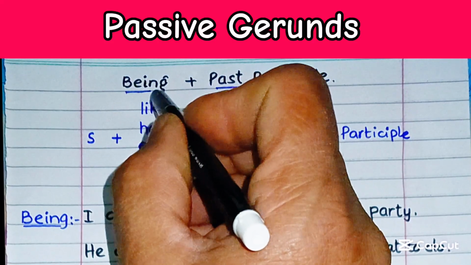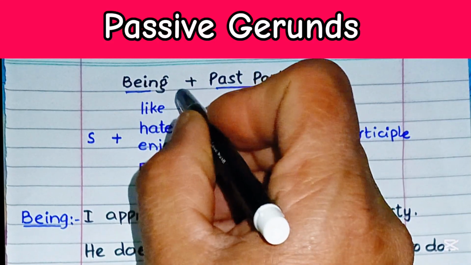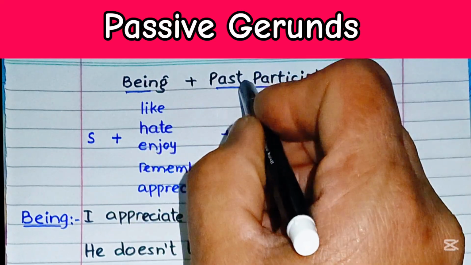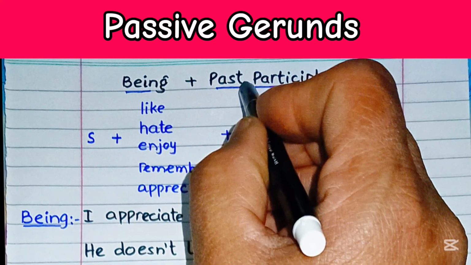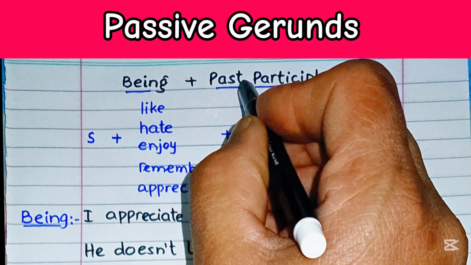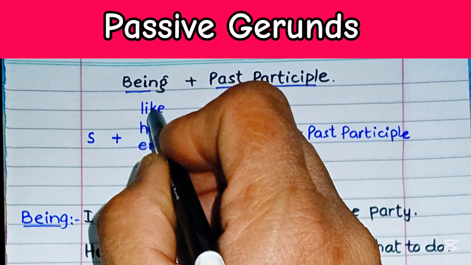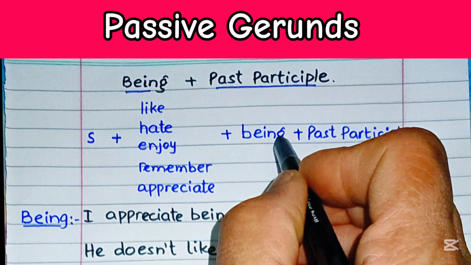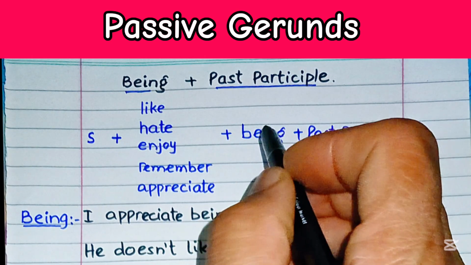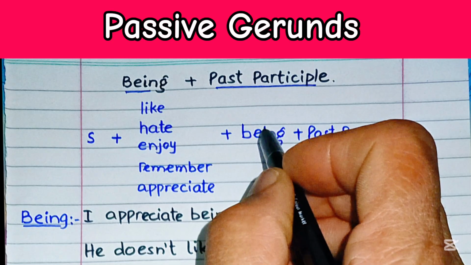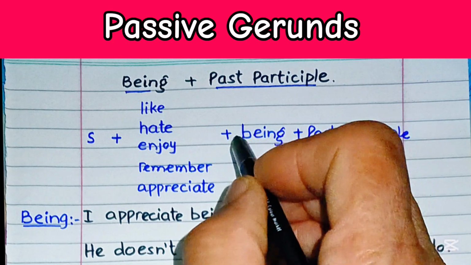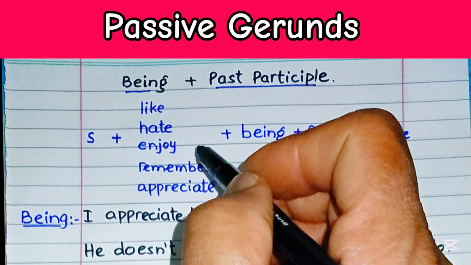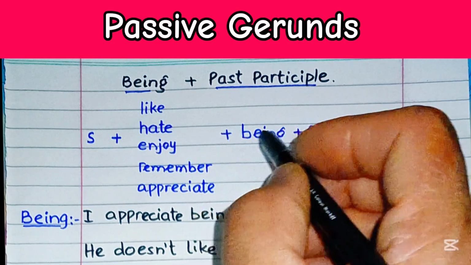A passive gerund is a gerund that uses the word being plus a past participle to create a passive sentence. The verb is active, but the gerund is passive. Passive gerunds use the past participle. Remember that to make the passive voice, we have to use the verb be or get.